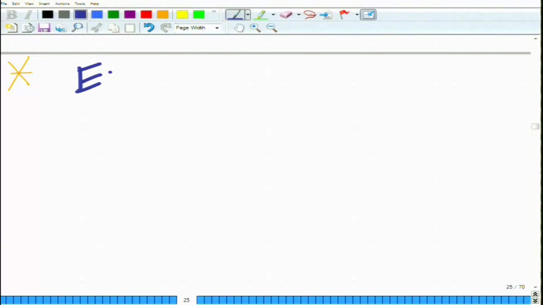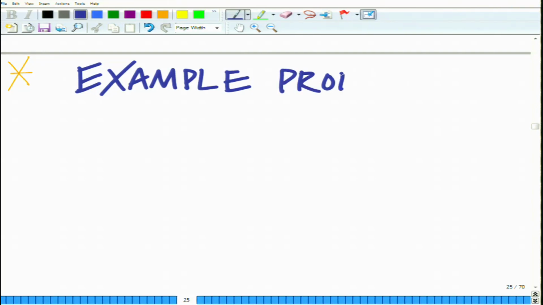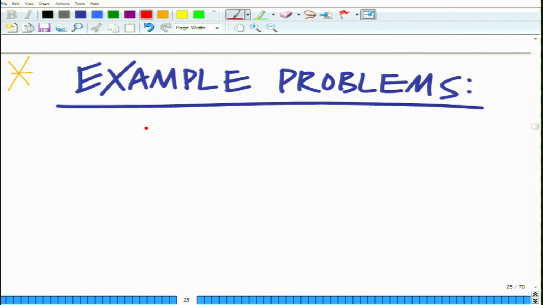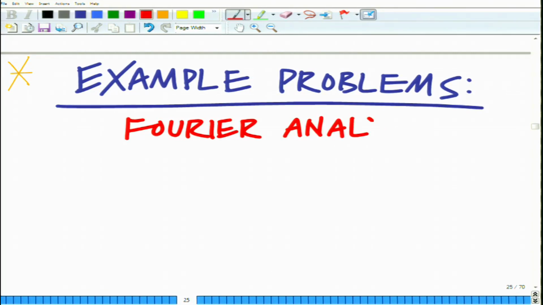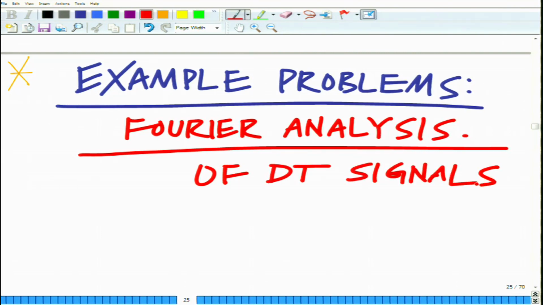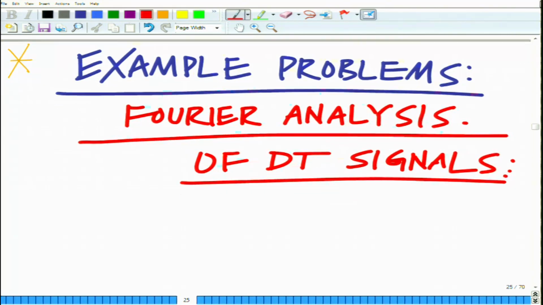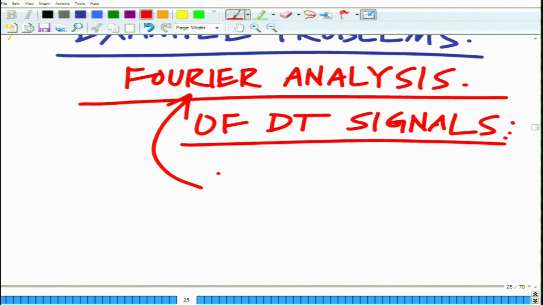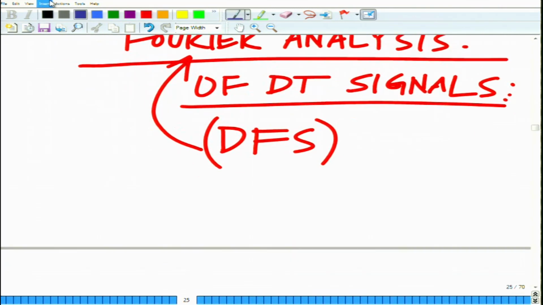We are looking at example problems for the Fourier analysis of DT signals, discrete time signals, and in particular we have started with the discrete Fourier series, alright, for discrete time periodic signals, alright.